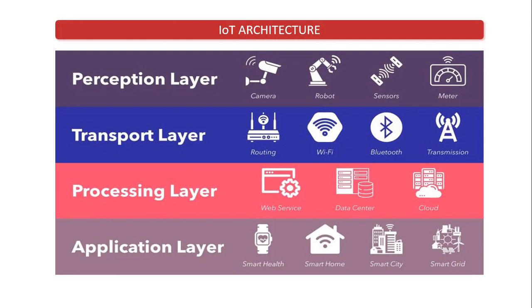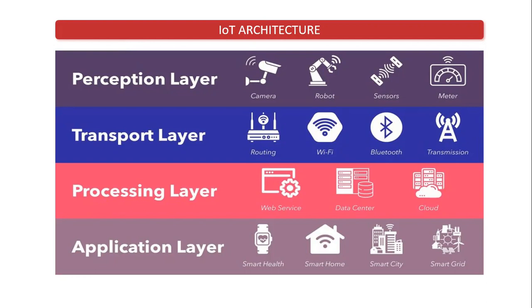Actually, the IoT will consist of layers like the perception layer, transport layer, processing layer, and an application layer. As we have seen, IoT will consist of sensors, actuators, controller, gateways, processor, and then your user device.